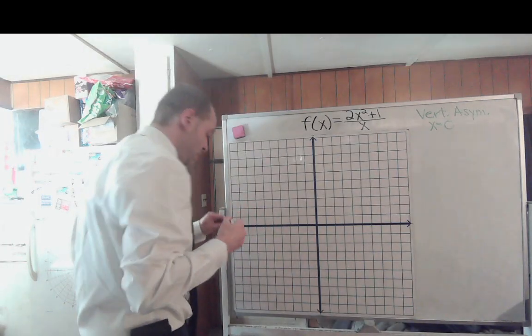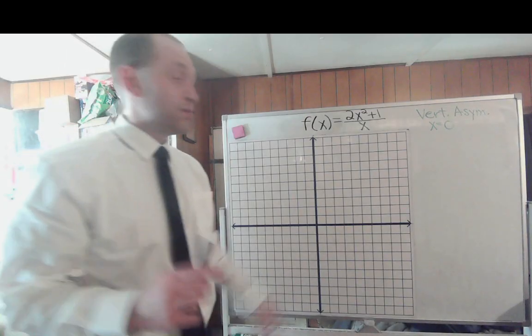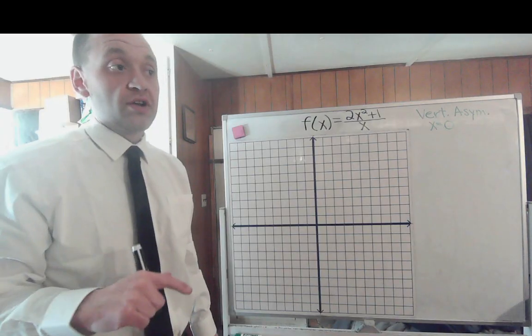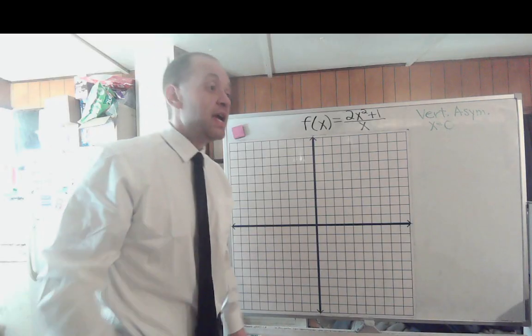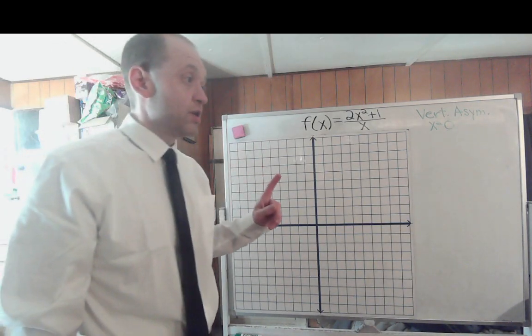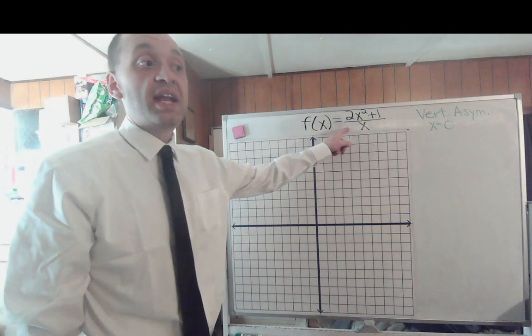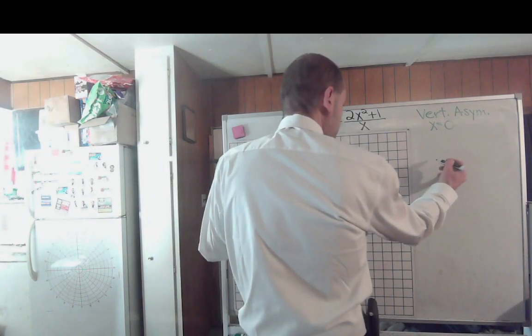However, the degree of your numerator is greater than the degree of your denominator, which means you don't have a horizontal asymptote. There is no horizontal asymptote. However, if the degree of your numerator is exactly 1 degree greater than that of the denominator, you instead have a slant asymptote. So we need to do some division here real quick.